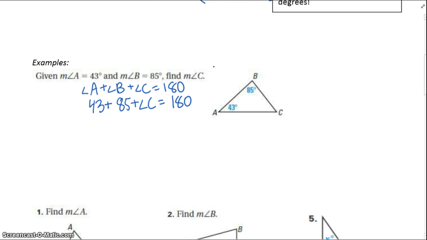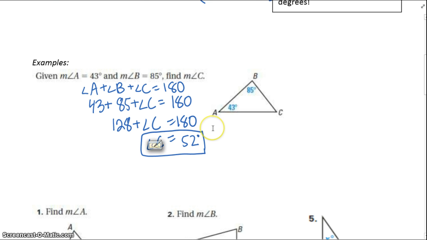So then we add 43 and 85 together, and when we do that, we get 128. And then we have to get angle C alone. So what do we have to do next? Subtract 128. So angle C then is going to be 52 degrees, and you're all done.